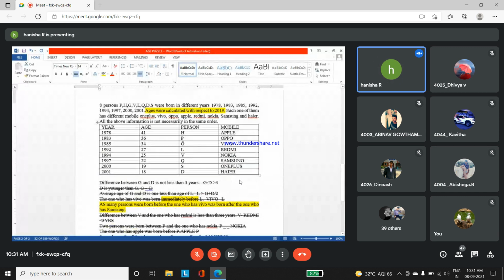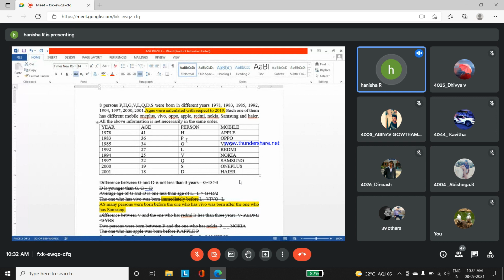The person H with age 41, born in year 1978, having Apple mobile. P with age 36, born in 1983 with Oppo. G of age 34, born in 1985 with Vivo. L of age 27, born in 1992 with Redmi. V age 25, born in 1994 with Nokia. Q age 22, born in 1997, having Samsung.